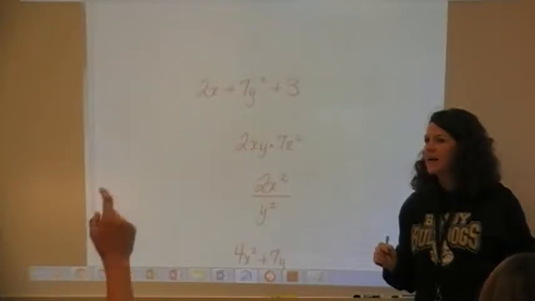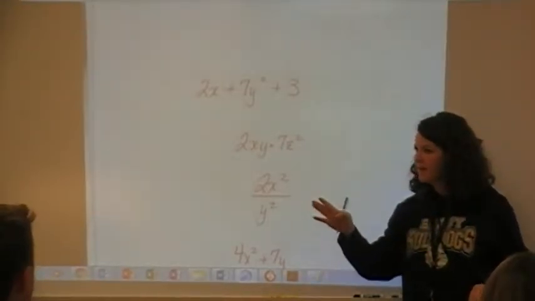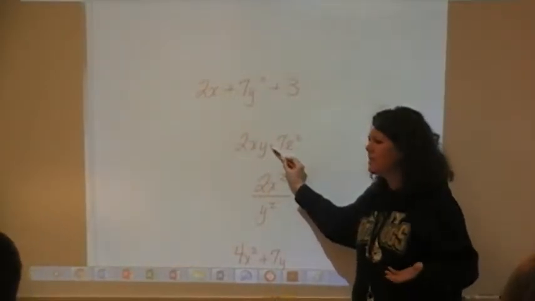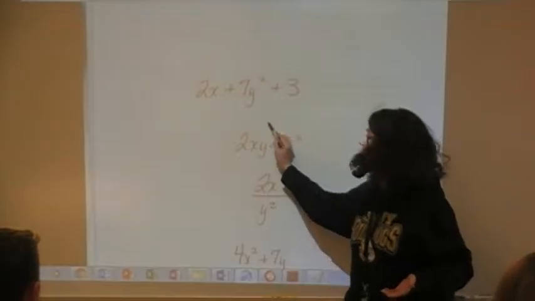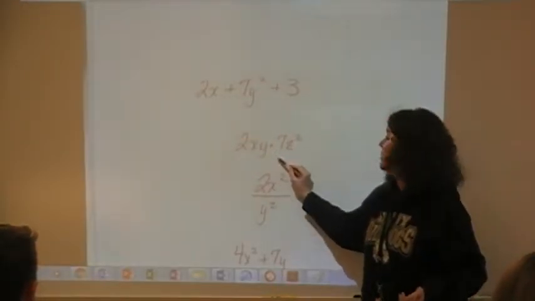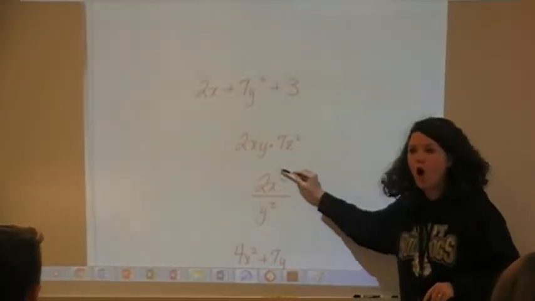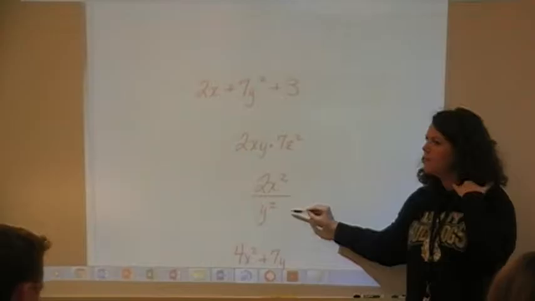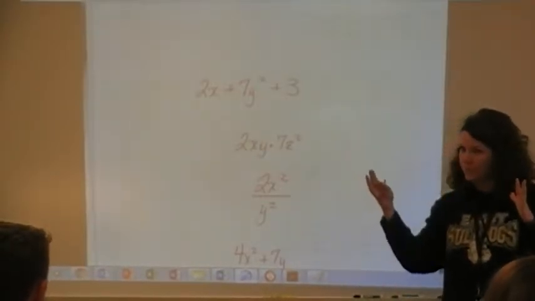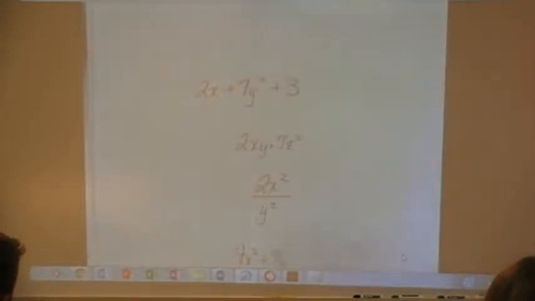Division? Addition or subtraction? Addition or subtraction is the only thing that separates terms. So no, this is all one term because it is only separated by multiplication. This is all one number, because this actually can be written as 14xyz squared. This is all one number because it is only separated by division. And the only thing that can separate terms is addition and subtraction. Now, what if I do this?